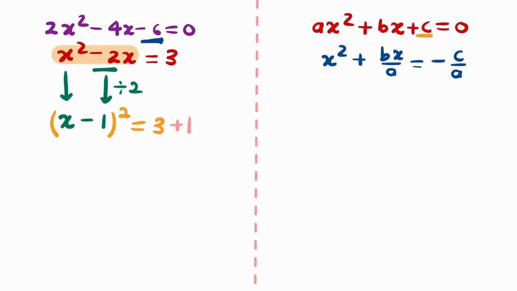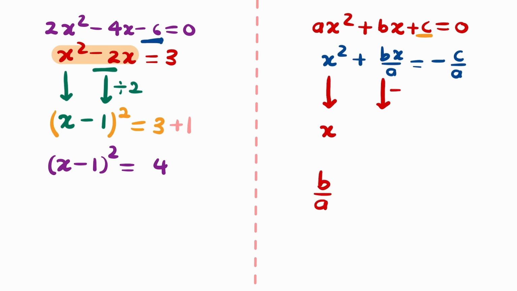Now if we simplify the equation further, we get (x minus 1) squared is equal to 3 plus 1, which is 4. Let's do the same thing to the other side as well. What do we have to do? We should take x out of x squared like this, and then half of the coefficient of x. What is the coefficient of x here? It is b over a. We should take half of b over a, which means that we have to divide it by 2 like this.